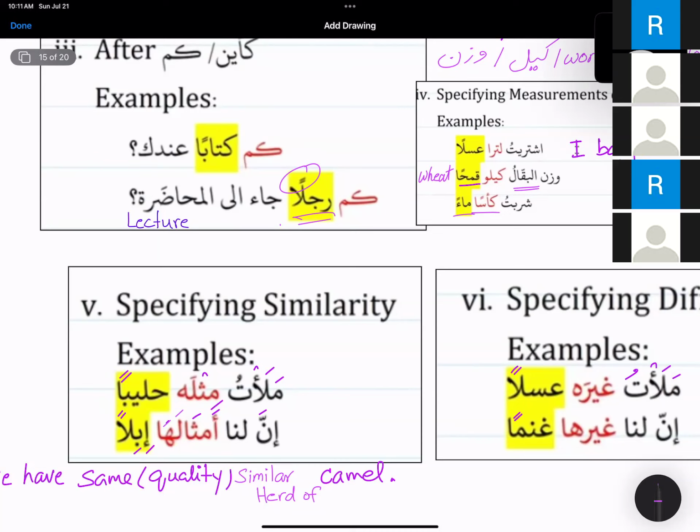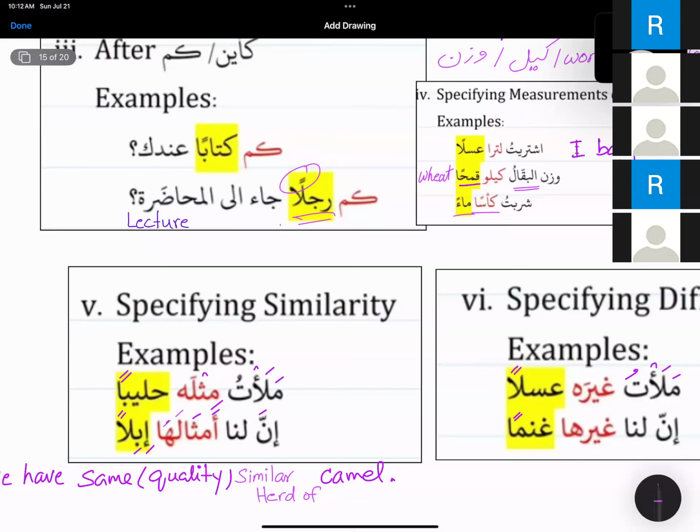So the person who is selling them could say, okay, this is my herd of goat, right? But if someone is asking for the camel, he can say, I have same herd, like same quality, like good one, or same number of camels with me, right? So something like that. So misal can be used as a specifying similarity, and still it needs a tamyiz after that.